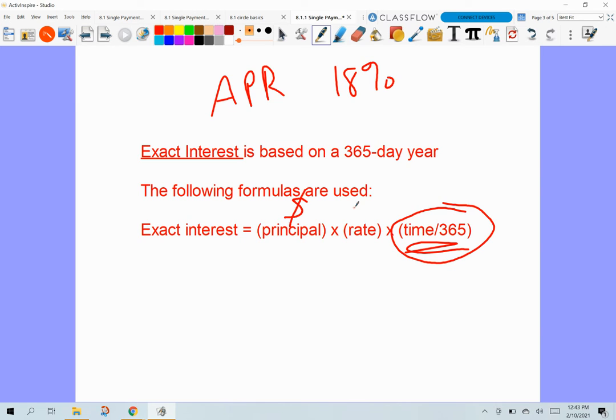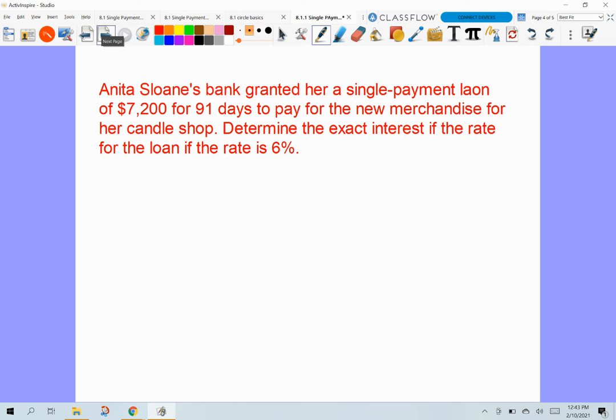So I think other than that, this is pretty straightforward. We've got our dollar amount. We've done that a whole bunch. We've got our interest rate. Just the last part of this, let's see if we can't pick it up pretty quickly here. All right, so Anita borrowed a single payment loan for $7,200 for 91 days to pay for new merchandise for her candle shop. Determine the exact interest if the rate of the loan is 6%.